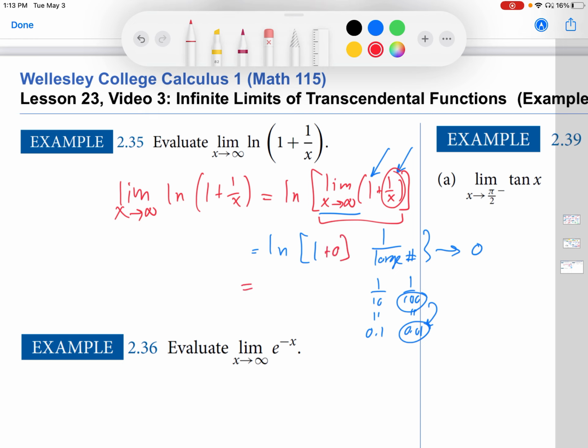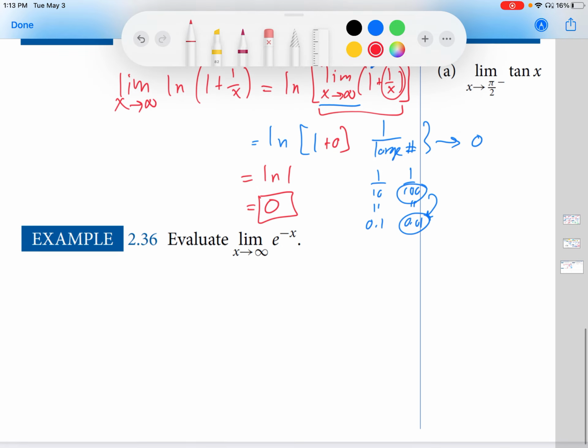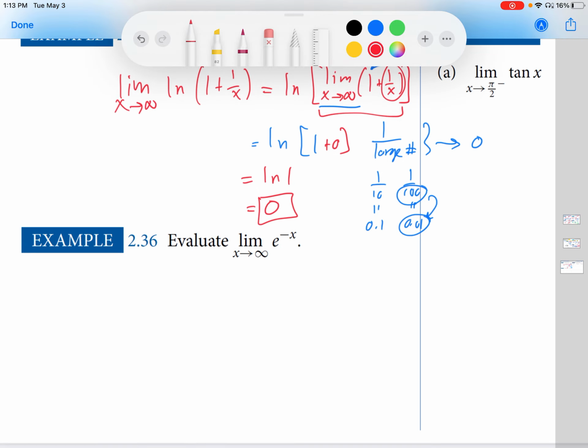And then we're left calculating ln of 1 plus 0. That's just ln of 1. Remember that ln of 1 is 0. That's one of the fundamental values for the log function. Okay, so we've arrived at the answer for the limit, again using some of the properties that we have studied earlier about limits. So I'm going to scroll down here and look at the second example.